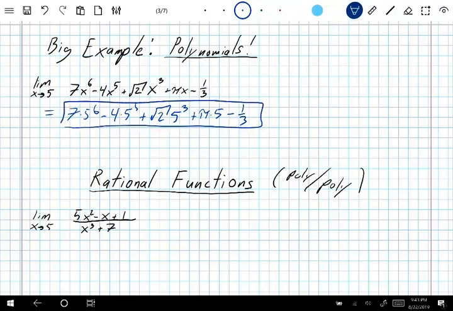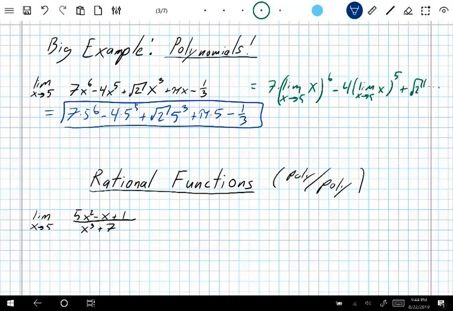So polynomials, we're allowed to just plug in because of our limit laws. Just to break that down a little bit, what is our limit law really telling us? It's saying, hey, I can write this first term as 7 times the limit as x goes to 5 of x all to the 6th. And I can go ahead and subtract my next term and say, actually, let's pull out this 4 and take the limit as x goes to 5 of x all to the 5th. Plus, and I can keep pulling these things out and doing them separately.